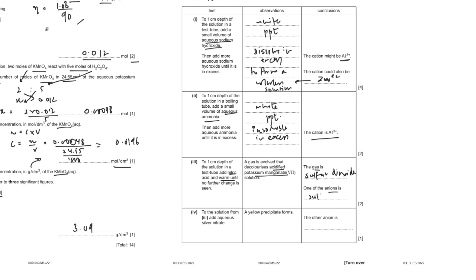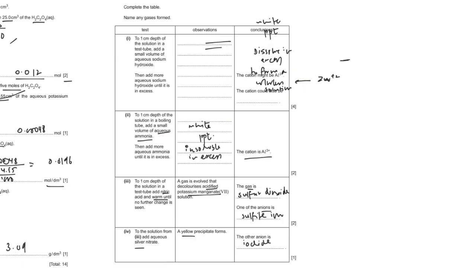And one of the anions is, these are the anions, this is sulfide ion. For sulfide ions, you basically use this. And to the solution from 3, add aqueous silver nitrate and the yellow precipitate forms. The other anion will be iodide, silver iodide. Silver iodide is yellow in color. Okay, so let's move on to the next part.